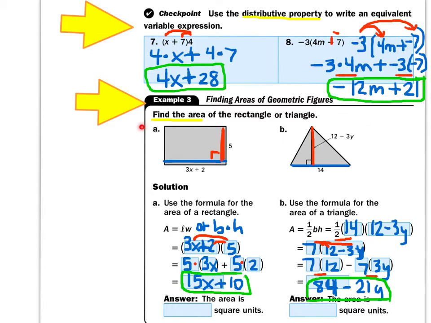Okay, and we can use this in geometry to find the area of shapes. Take a look at A, this rectangle. The length of the rectangle is 3x plus 2. And the height of the rectangle, or the width, is 5. Now, it says to use the formula length times width. You'll often hear me say base times height, okay? It means the same thing.